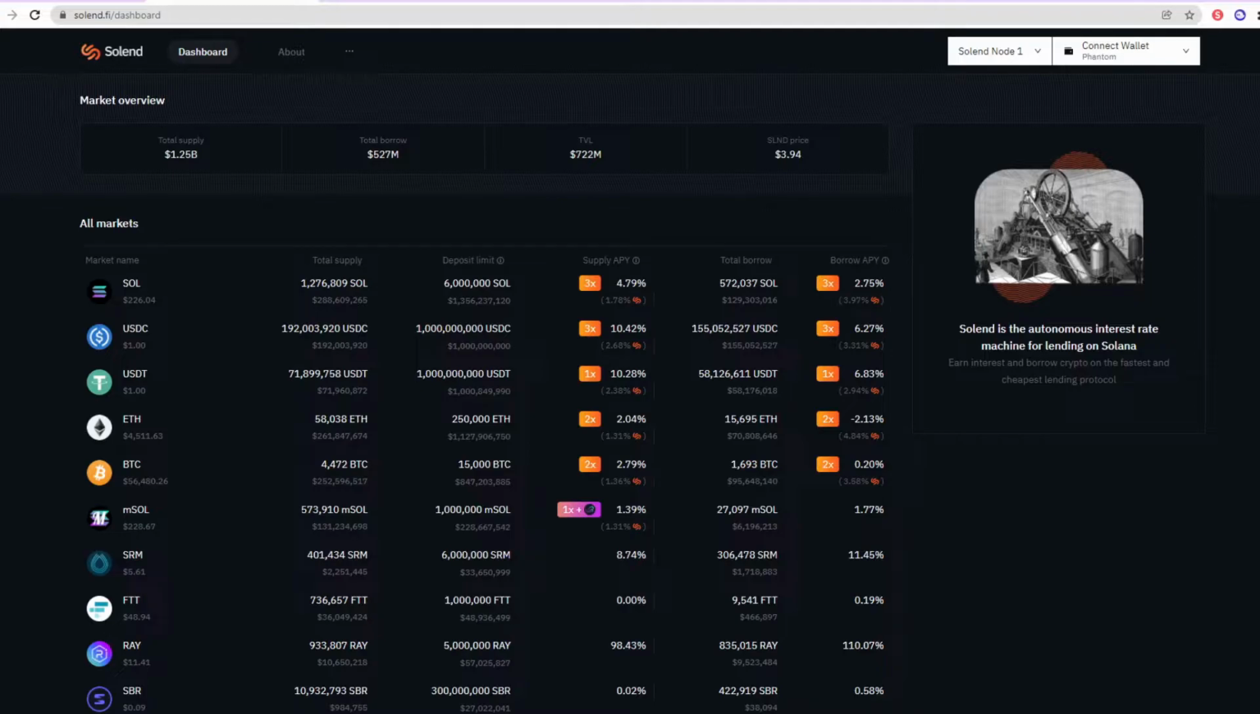Alright. So the first thing you're going to have to do when you are using Solend is, of course, to go to the correct website, solend.fi. Okay, there are many. I don't know if Solend has any other scam websites, but this is the website that you should be going to.